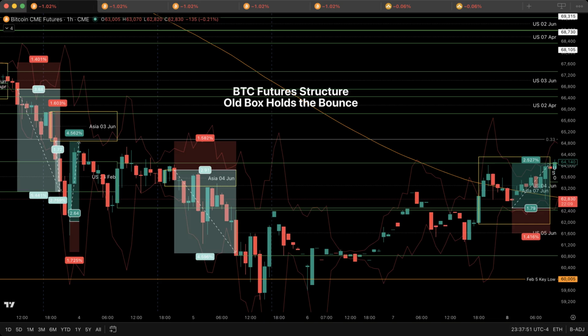June 7th Asia session long. Entry line: June 4th US session lower boundary. Stop loss line: June 5th US session midpoint. Take profit line: June 4th US session upper boundary. Risk-reward ratio: 1.79. The entry sits at June 4th US session lower boundary.